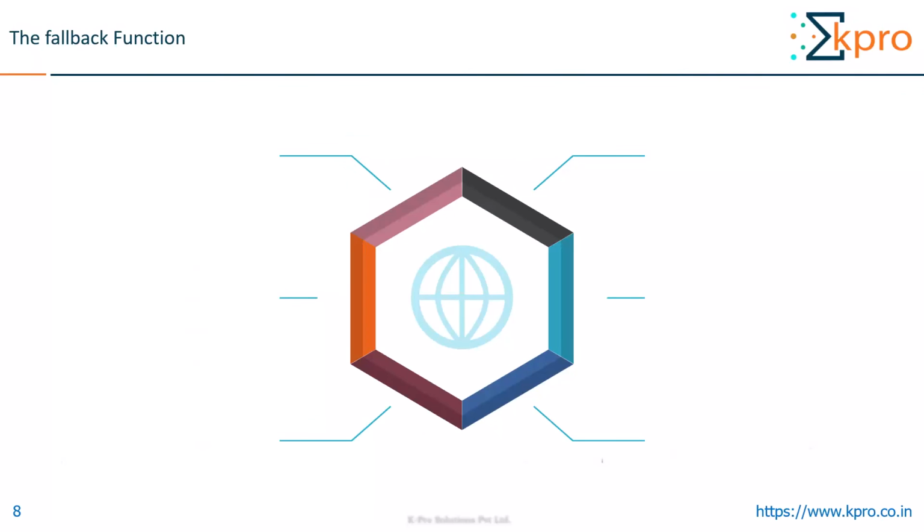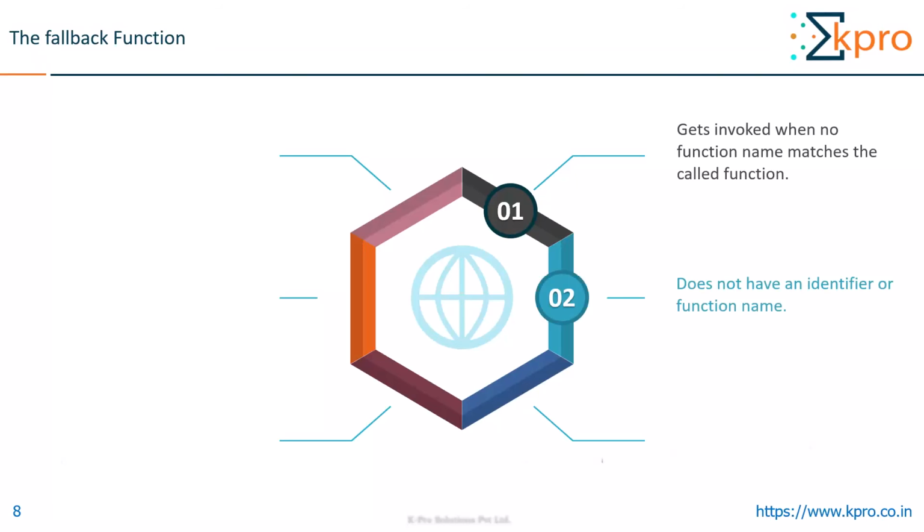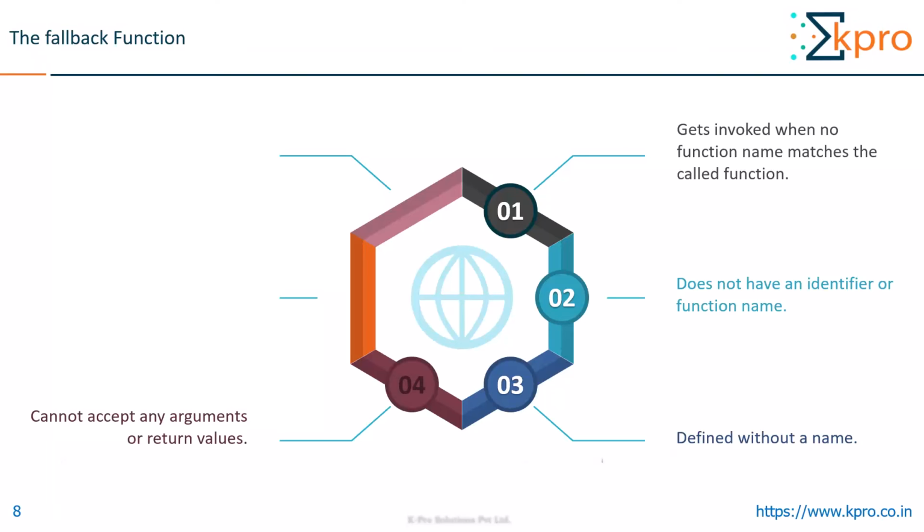Next, let us talk about the fallback function. It gets invoked when no function name matches the called function within a contract. This fallback function does not have an identifier or a function name. Thus, it is defined without a name. Since it cannot be called explicitly, it cannot accept any arguments or return values.